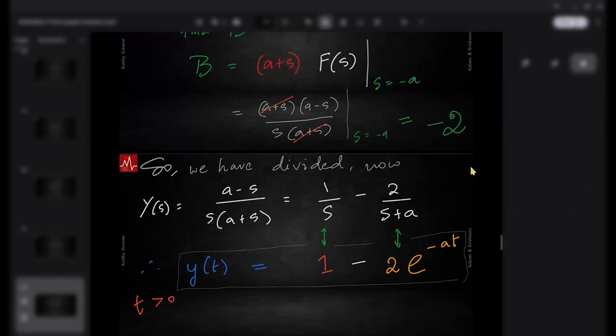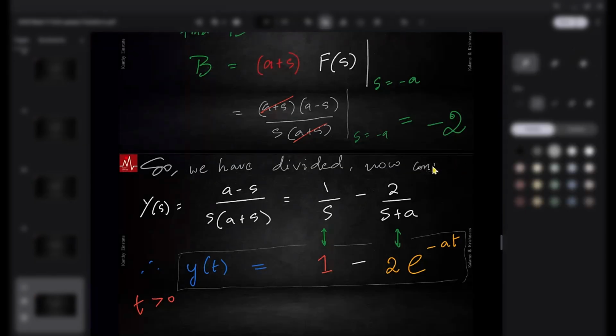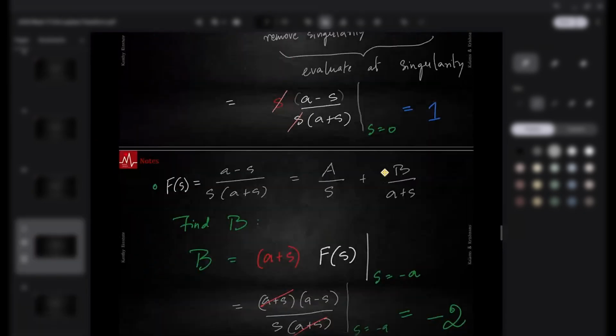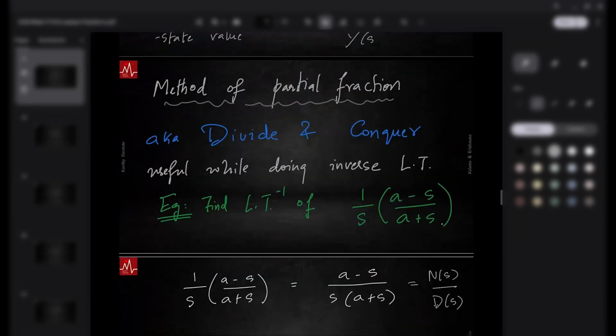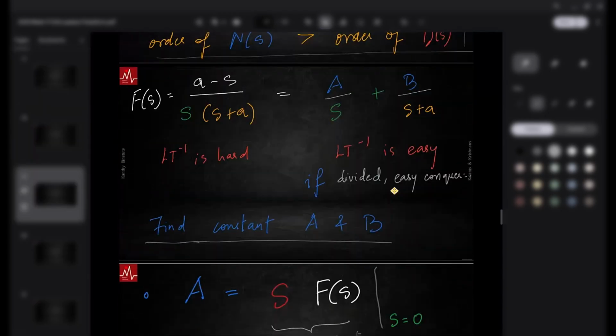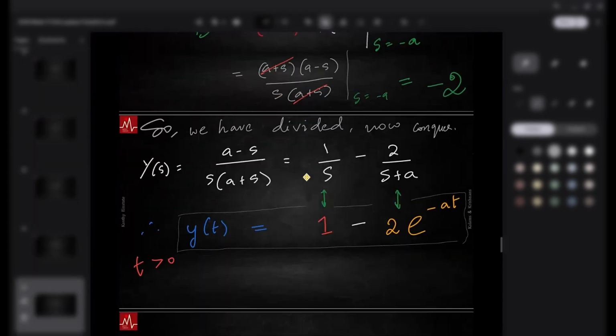So notice we solved a differential equation, technically, because of the transfer function. One homework could be: input x of t is 1 by s, transfer function is (a minus s) by (a plus s). So what kind of differential equation is that? Try to do that. We have actually solved a differential equation. Now let's go back.